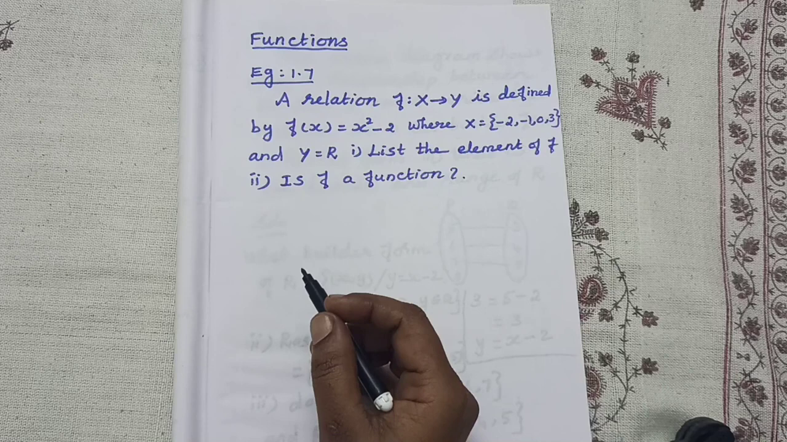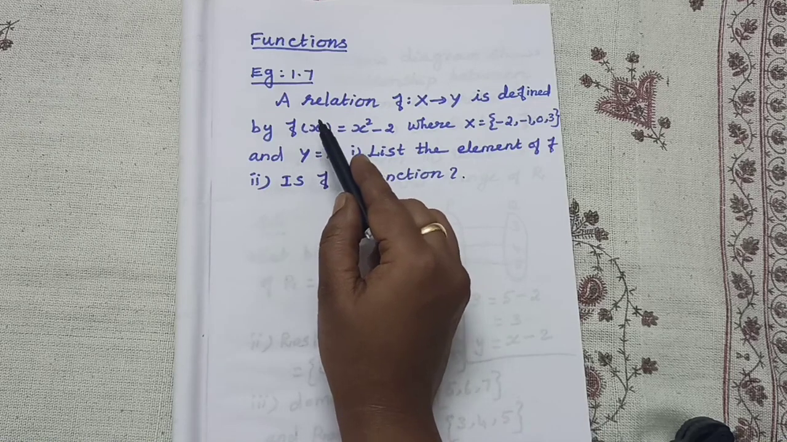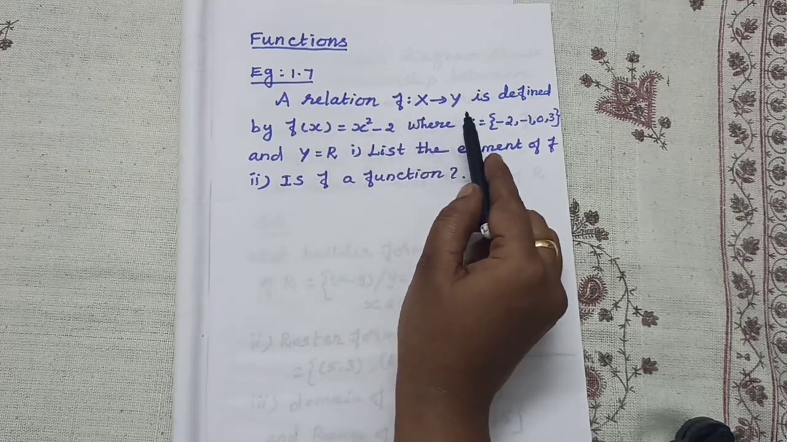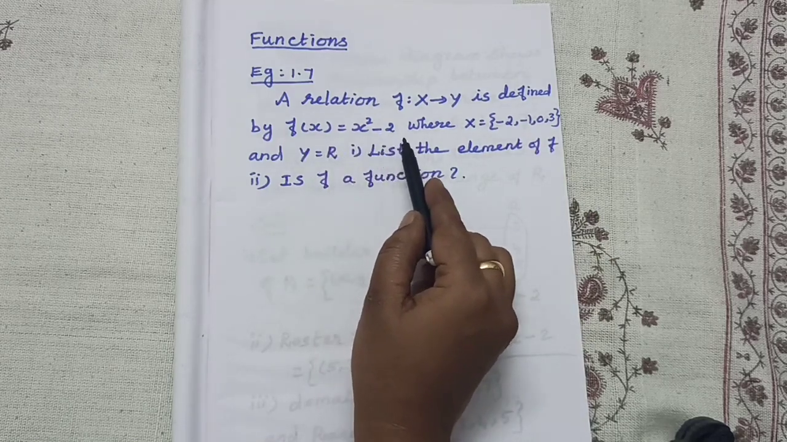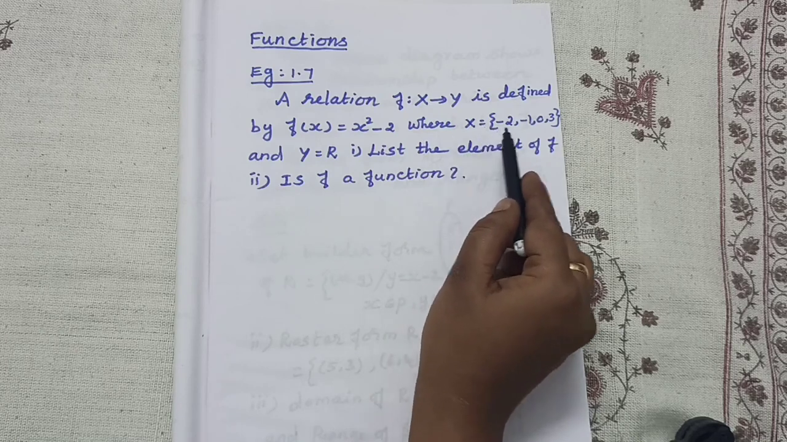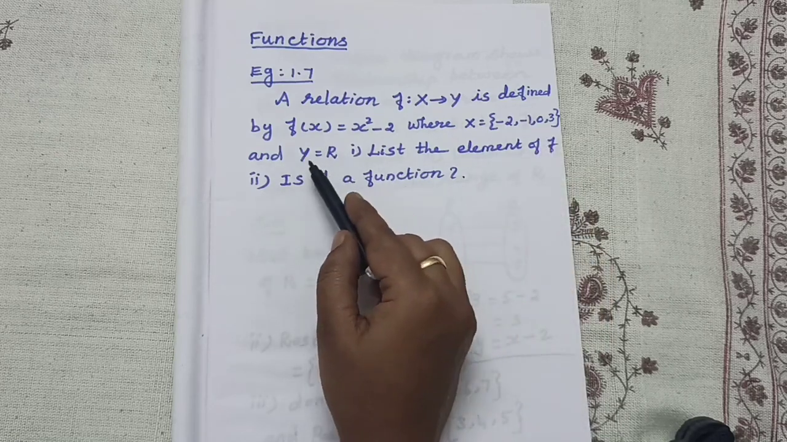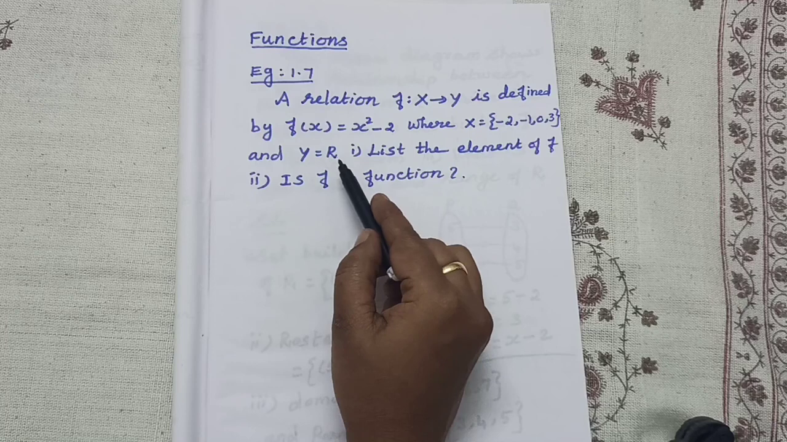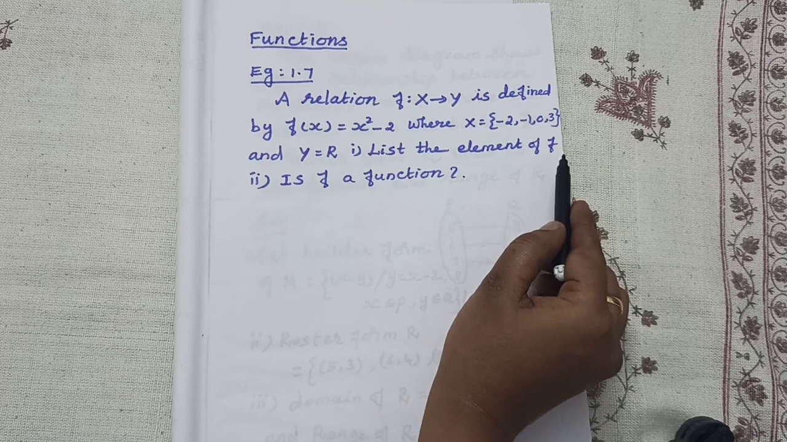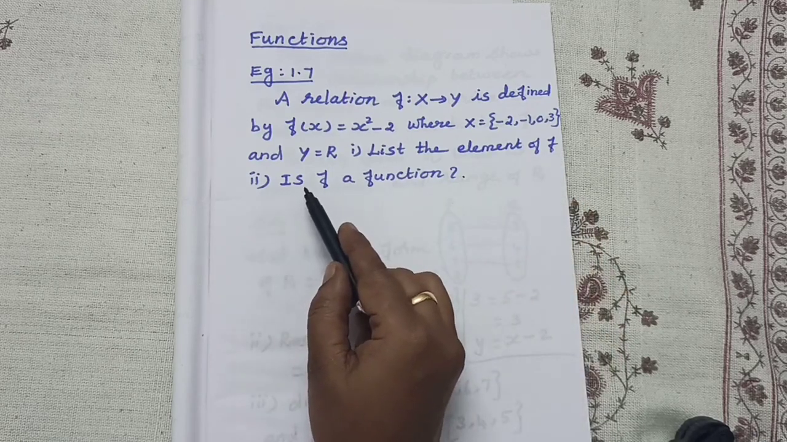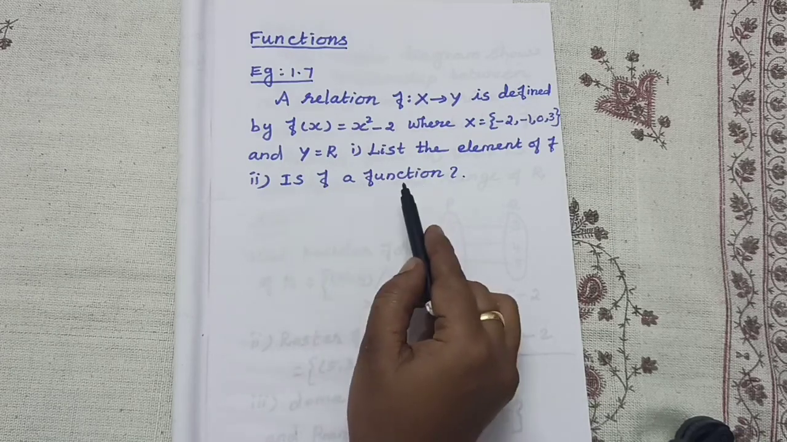Now we are going to see Example 1.7. A relation f from X to Y is defined by f of x is equal to x square minus 2, where X is equal to the set of minus 2, minus 1, 0, 3, and Y is equal to R, R means real numbers. First question: list the elements of f. Second: is f a function?